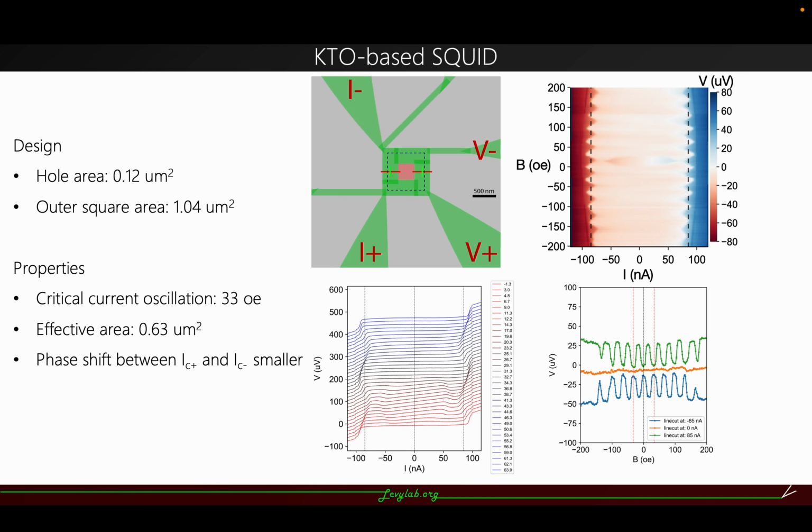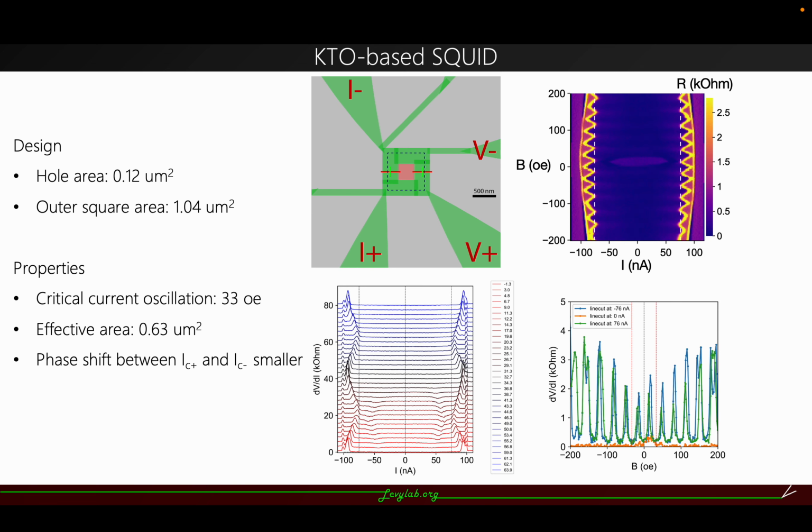We changed the area of our device. We shrank it by 25% to make the whole hole 0.21 micrometer squared, and we indeed see the oscillation period increase. It increased to 33 Oe, which corresponds to an effective area of 0.63 micrometer squared. And you will notice that in this device there's not much phase difference between IC plus and IC minus, which may be because this separate device has a different kinetic inductance from the previous one.